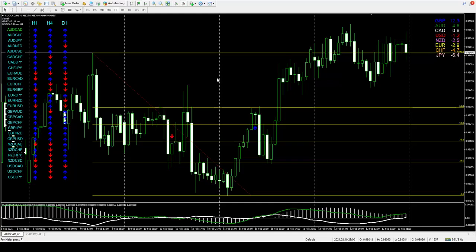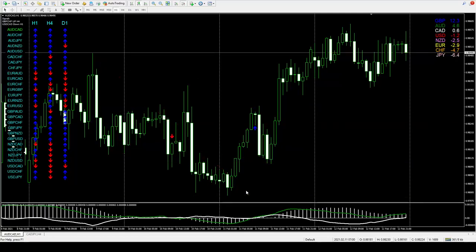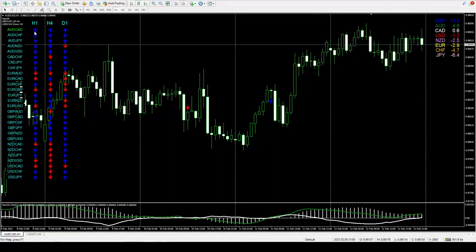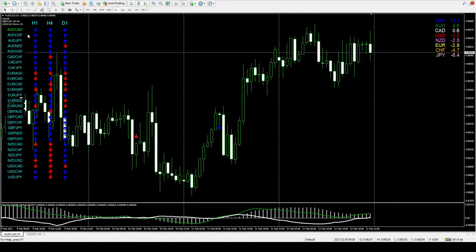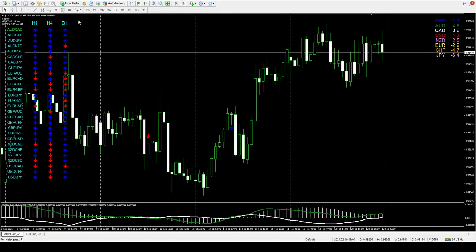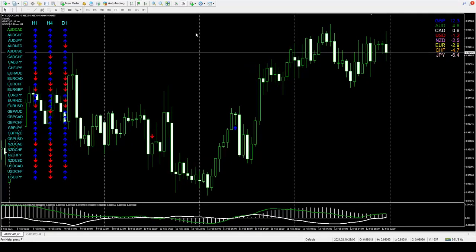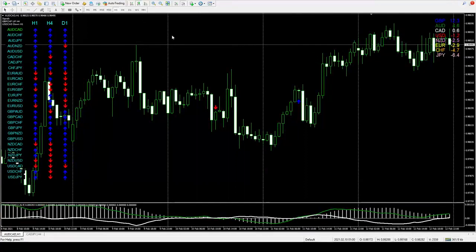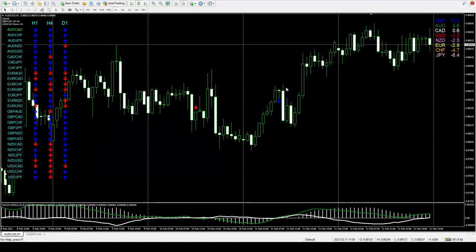So at first, we would discuss the AUD CAD pair. For now, this is how we see it. The H1, H4, and D1 all have buy signals. So at first, you will plot the Fibonacci retracement. Actually, if you would see, the buy signal on H1 is around February 11.